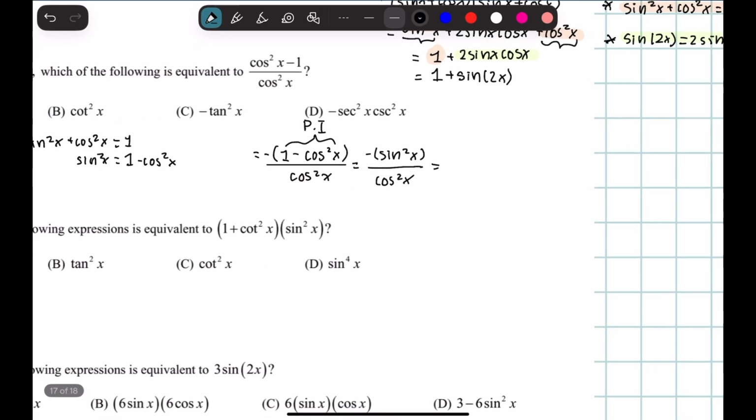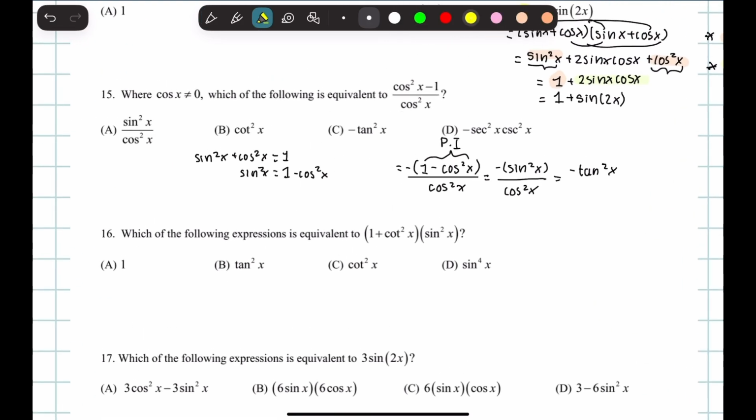And sine squared of x over cosine squared of x is just going to be sine over cosine, squared. You see that? This is just tan. So, yeah, and you have the negative sign. So that's just going to be negative tan squared of x. And this is going to be answer option C.